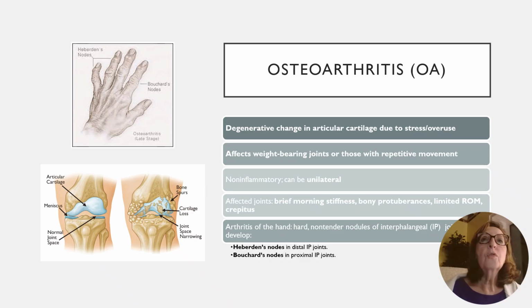Make sure that you know the difference between Bouchard's nodes and Heberden's nodes. So Heberden's nodes, those are in the distal interphalangeal joint. So look at the picture on the top left. Whereas Bouchard's, that's more proximal, that's closer to the hand. Heberden's are more distal. These nodes are hard, non-tender. They do and can cause some deformity, some limitation of motion.